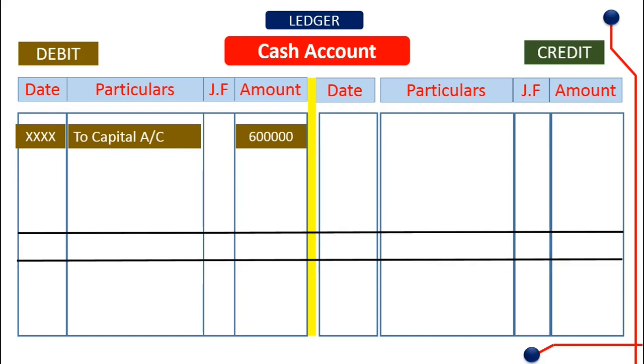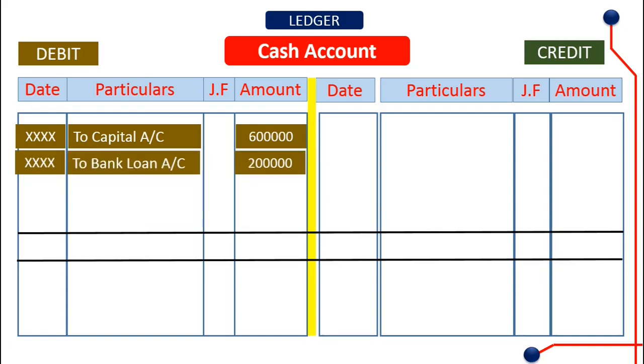The second journal entry is cash account debit to bank loan account. Again, the cash account is debited in this transaction. So we will write on the debit side, but we will mention the other aspect of the transaction, which in this case is bank loan account for rupees 2 lakh.